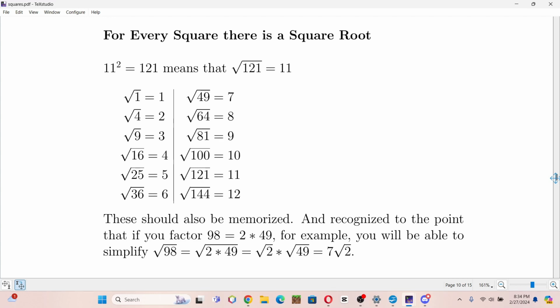Squares and square roots are opposites, so every square equation has a corresponding square root equation. 11 squared equal to 121 means that the square root of 121 is equal to 11. Let's discuss the 12 listed here. Root 1 is equal to 1. It's true, but does not help much in what we are trying to do.